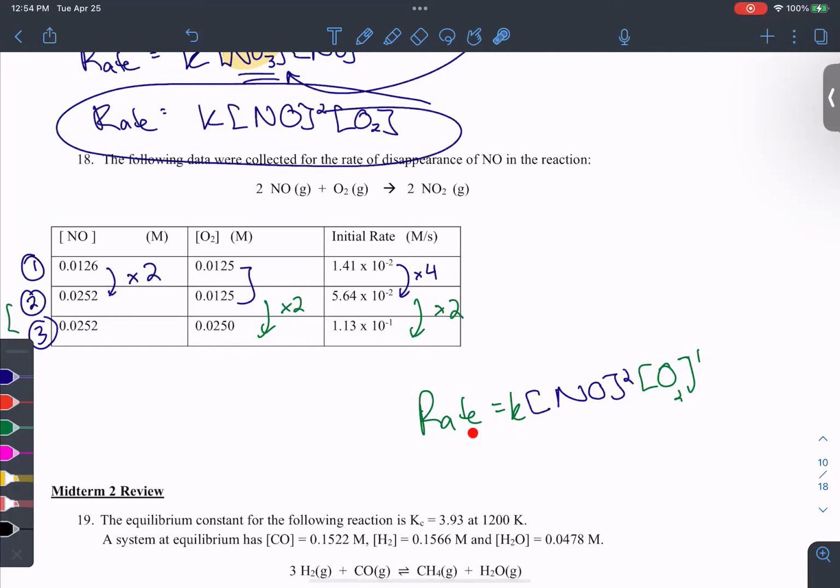Just plug in one of the experiments with the actual concentrations and the actual calculated rate to get the rate constant k. Does it matter which one you do? No. So if you do experiment 1, your friend does experiment 2, you should get the same k as long as you got the correct order, the correct rate law. If you did not get the correct rate law, then you will not get the correct value for k.